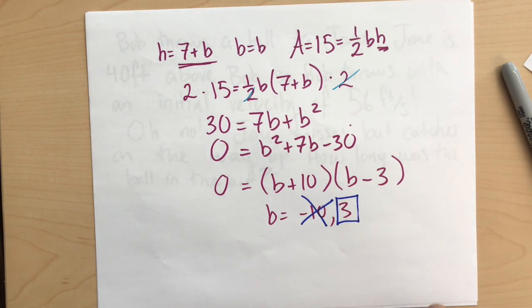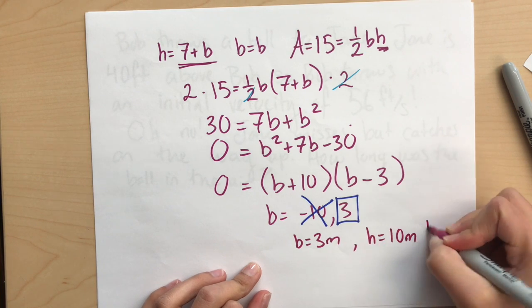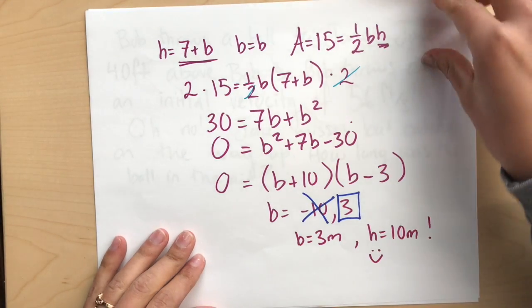Negative 10 doesn't make sense because it's the base of a triangle. I can't have a negative base. So the base is going to be 3 meters, and the height, 7 more than that, is 10 meters. And I'm finished with that problem.